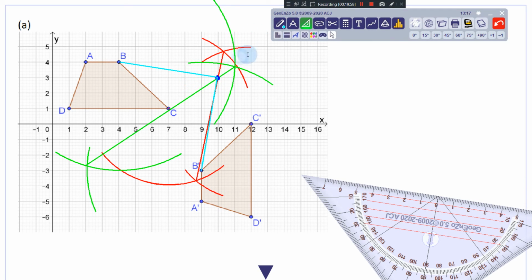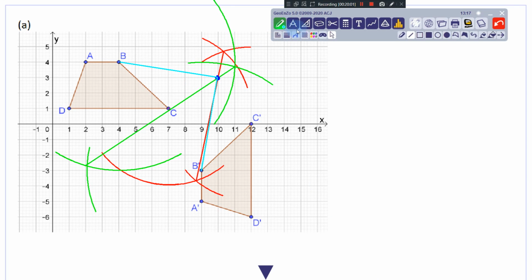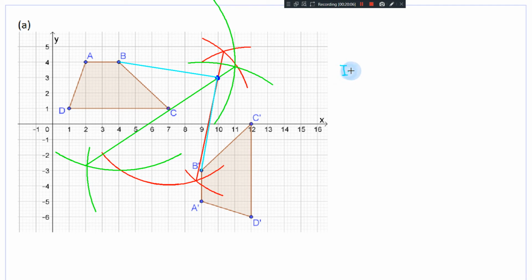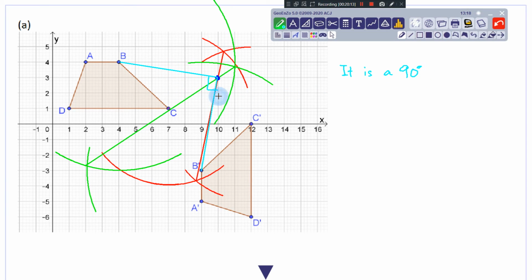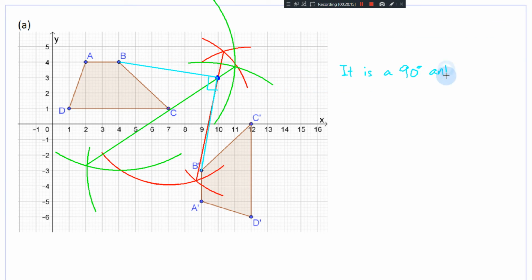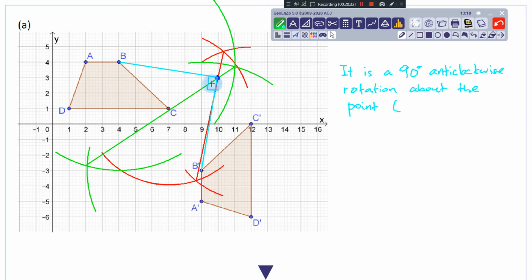Okay, now we have the center, we have the angle, then we can describe it easily. So this is a 90 degree, right? 90 degree anti-clockwise rotation about the point 10 trade.